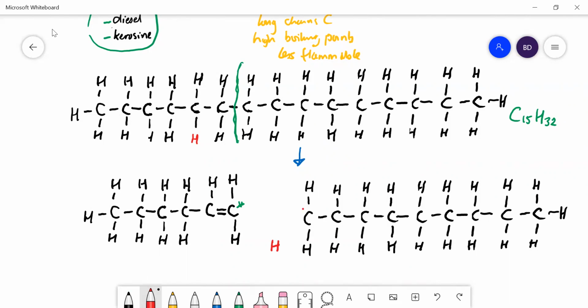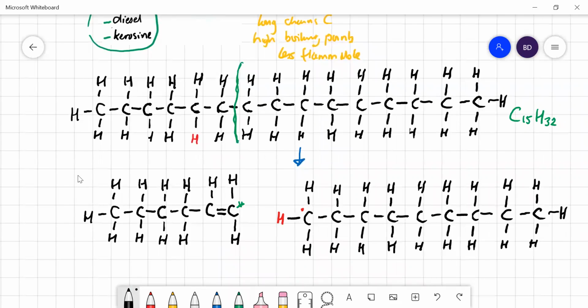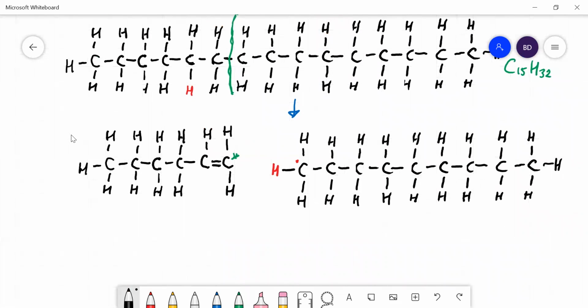Well, if you look at this carbon now, this isn't forming enough bonds. Well, that's what happens to the hydrogen. It sticks on there, forms a bond there. So you end up with 2 products. And you can probably see that of those 2 products, the one on the left is an alkene because it's got a double bond, whereas the one on the right is an alkane. So let's write an equation for that, a balanced equation. So in that case, we've got C15H32.